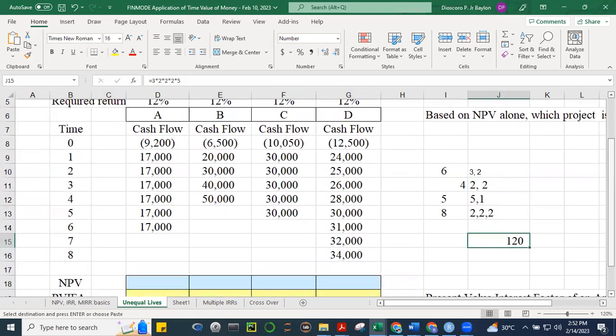Okay, let me pause for a while. Do you understand what I was doing? Project A is only 6 years. Project B, 4 years. Project C, 5 years. So we cannot compare them because they have different numbers of years. So what we will do is repeat this cash flow in such a way that they all become equal.